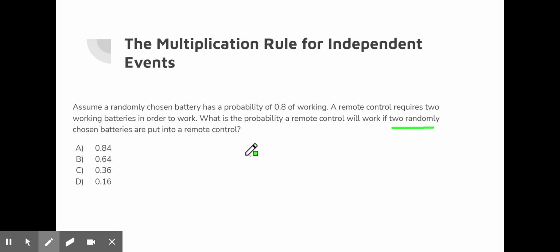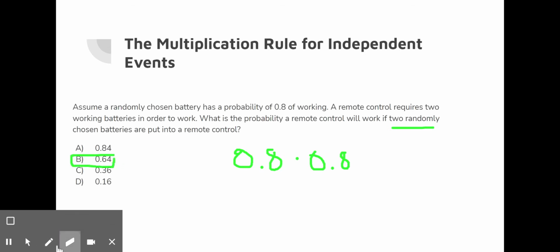Two randomly chosen batteries, so 0.8 times 0.8, which is 0.64. That would be your answer.